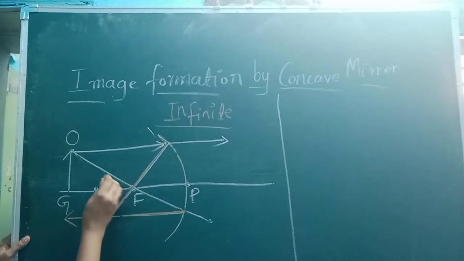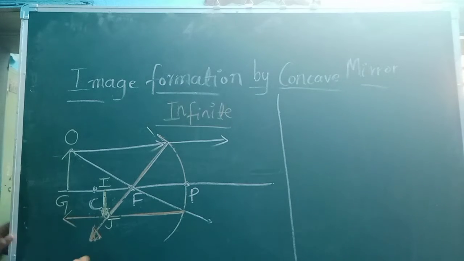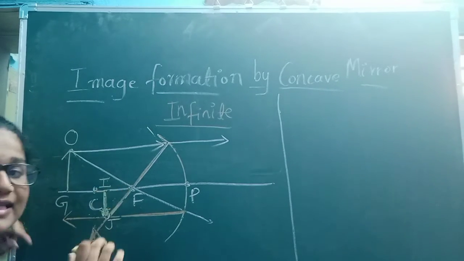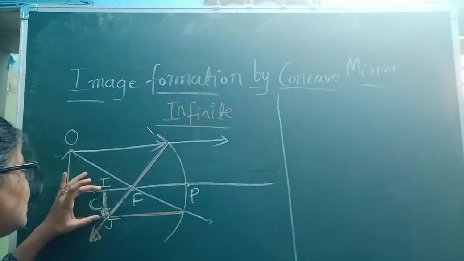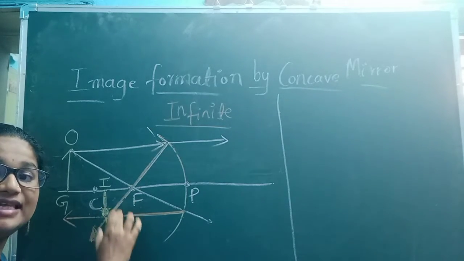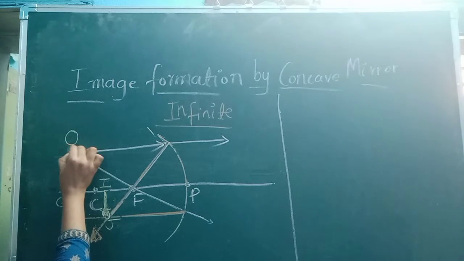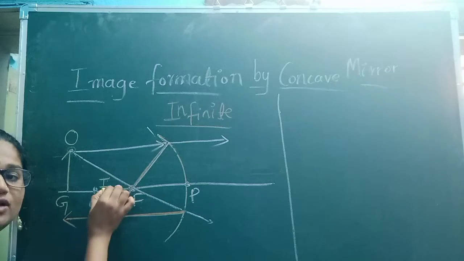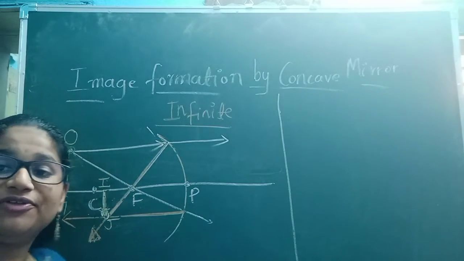Okay, and let us name it as IJ. See here, by seeing the size of the image, it will be smaller, that is highly diminished, smaller in size. Next, this image is not erect, it is upside down, it is inverted. The nature of image is inverted. That is, see here, O is the top of the object, but here J is the top of the object, not I. So it is an inverted image, it is a diminished image, and it will be a real image.